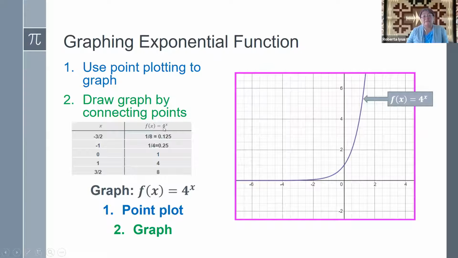So f of x equals 4 raised to the x, and then we have your x points. You're just going to pick some numbers. I usually pick about 5 numbers. So you go with negative 3/2, which is 1.5, negative 1, 0, 1, and a positive 3/2. Plug your x value into the function, solve the equation, and you get 1/8, 1/4, 1, 4, and 8. And then just plot the graph.